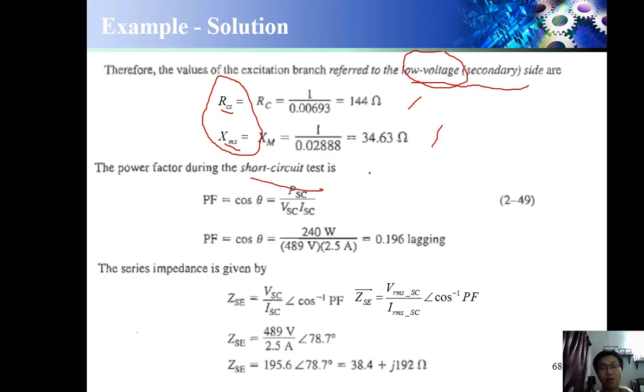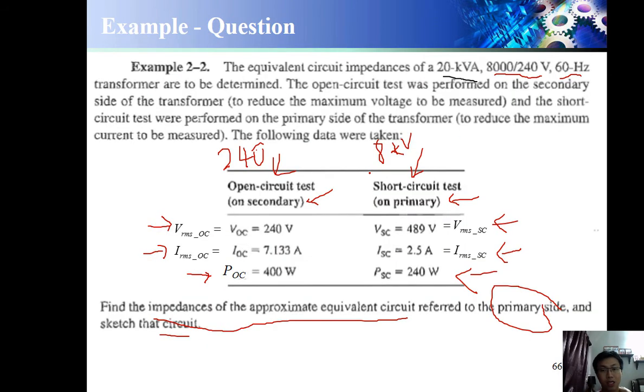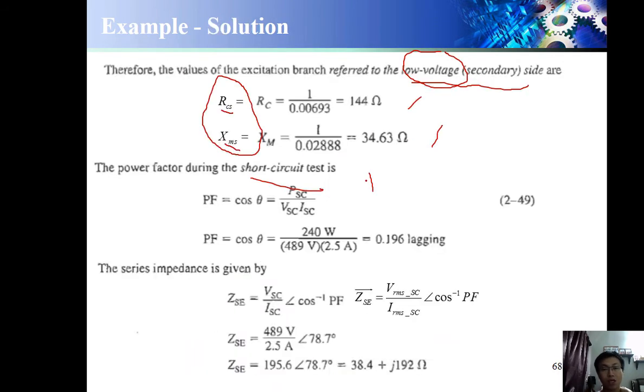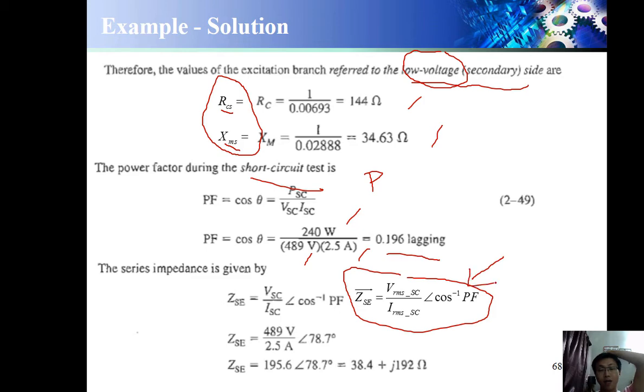Next, short circuit test. Where is it done? Secondary side or primary side? The short circuit test is carried out on the primary side. So it is P. Same as well, we need to find the Z equivalent. This one is given, so I can find this one. Then I can find my angle. This one is also given, so I can find this one. Then I put it in rectangular form.